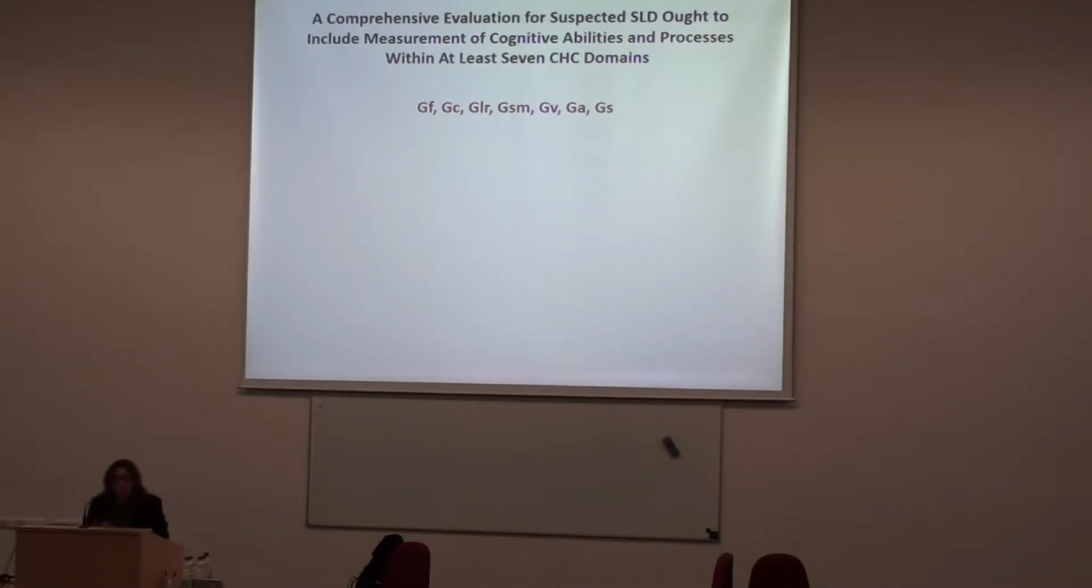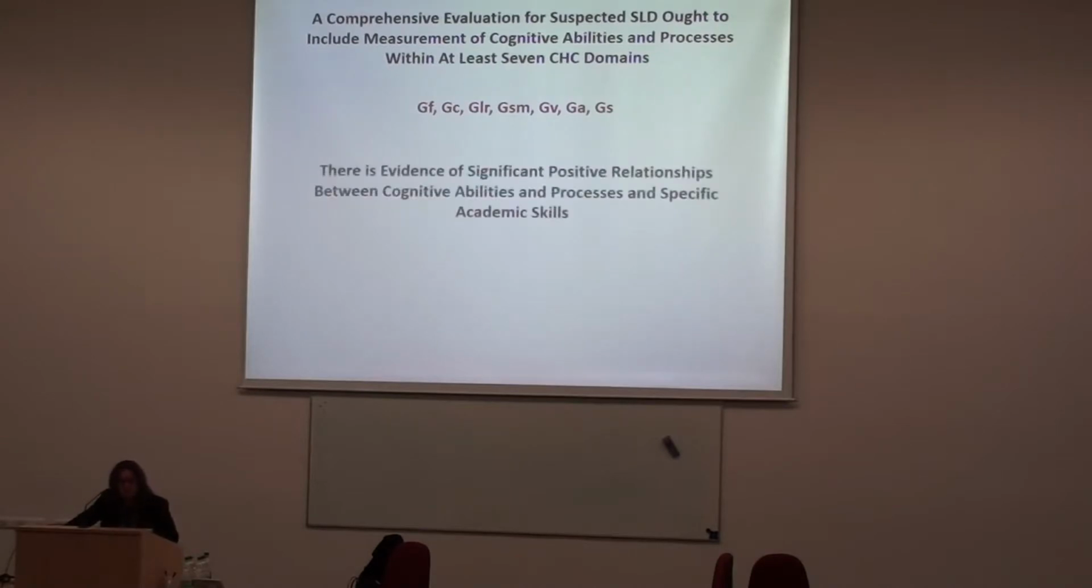We want to assess fluid reasoning, crystallized knowledge, long-term storage and retrieval, working memory, visual processing, auditory processing, and processing speed. So at a minimum, we want to assess narrow abilities within each of those broad domains because we know that there are established relationships between them and specific academic skills and how academic skills develop.